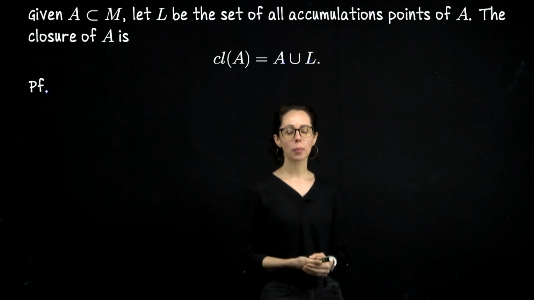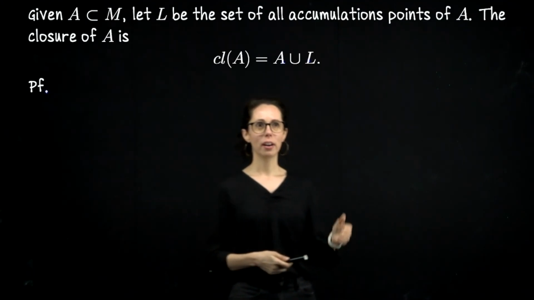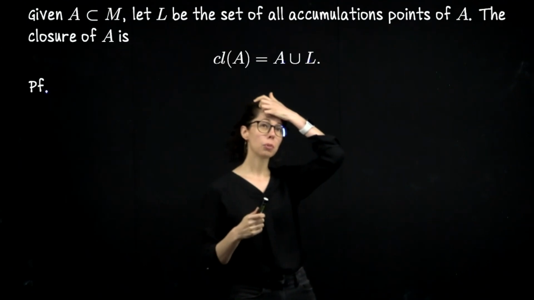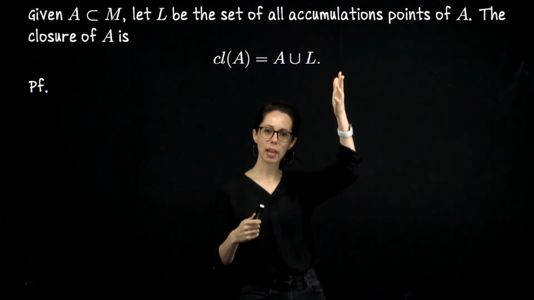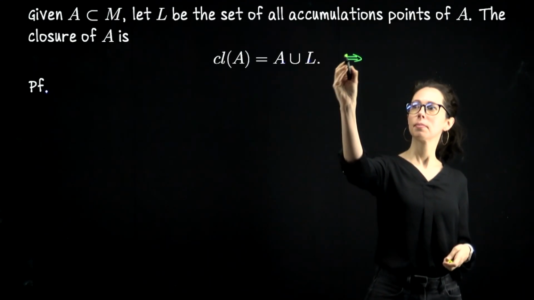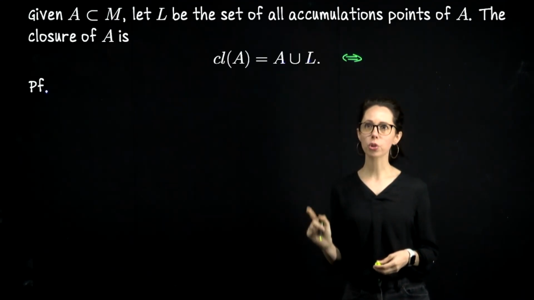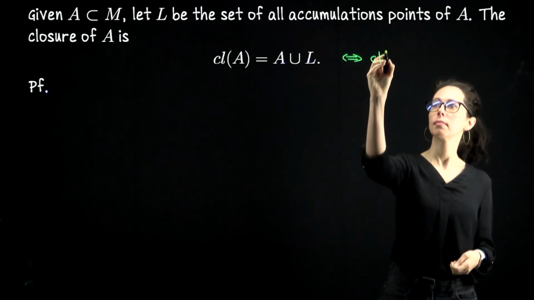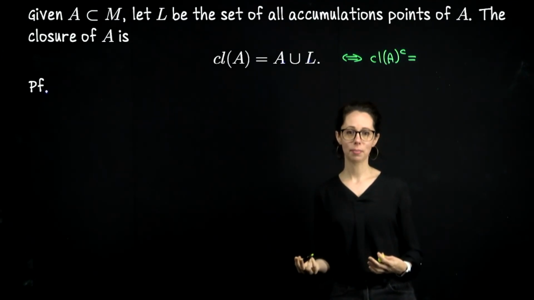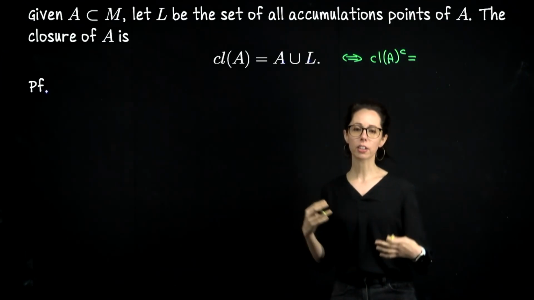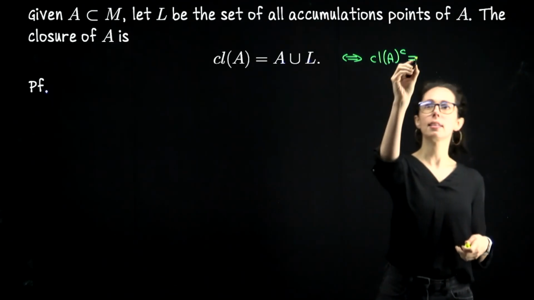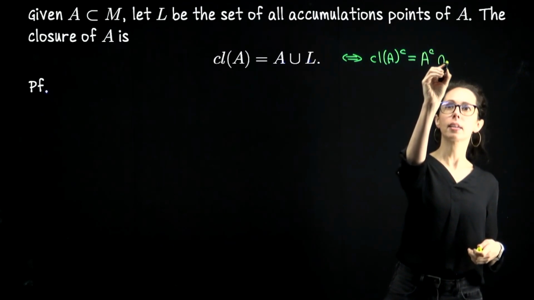I'm going to prove this for you, but I'm going to do something kind of funny. This is a perfectly nice set equality, but instead of working with this, I'm going to essentially take the complement of both sides and say that this statement is equivalent to saying that the closure of A complement is the complement of this union. By De Morgan's law, that's the intersection of their individual complements. So this is equivalent to the closure of A complement is A complement intersect L complement.